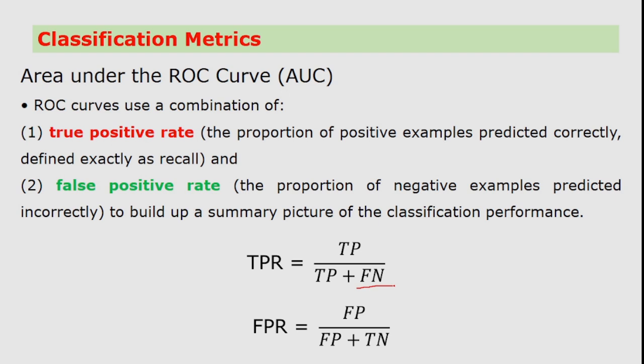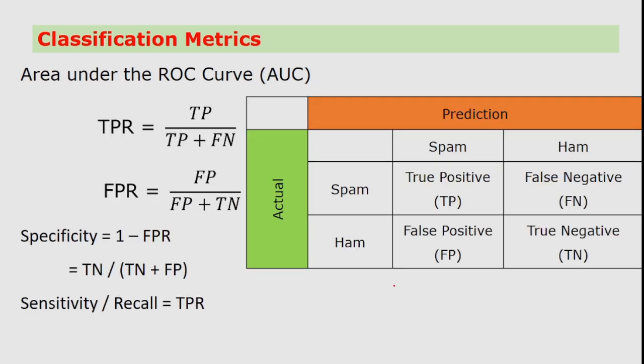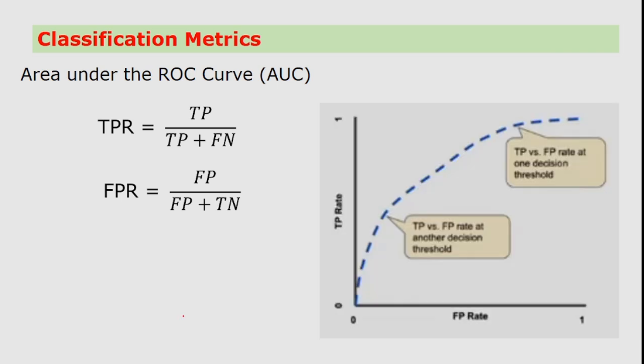So to build up a summary picture of classification performance, we can use the false positive rate. In addition to the TPR and FPR, we have specificity. Specificity is nothing but 1 minus FPR. In mathematical expression, it is TN divided by TN plus FP. Sensitivity is the same as recall, you can call it TPR. So it's a typical way of representing your TPR and FPR in a graph.